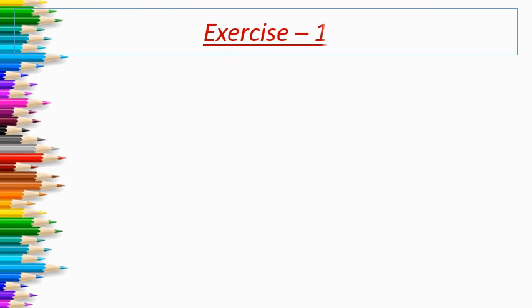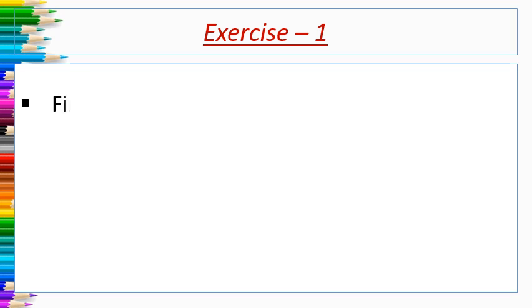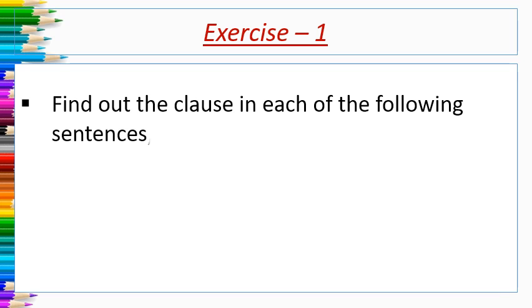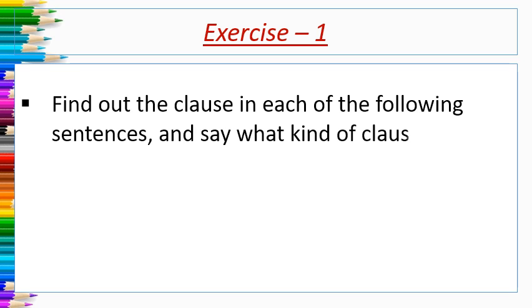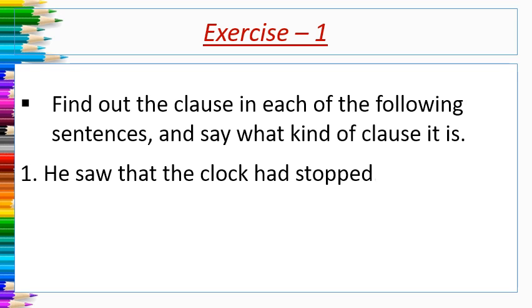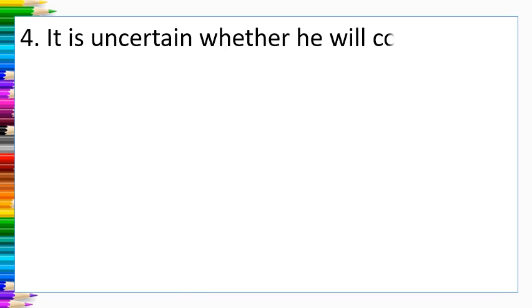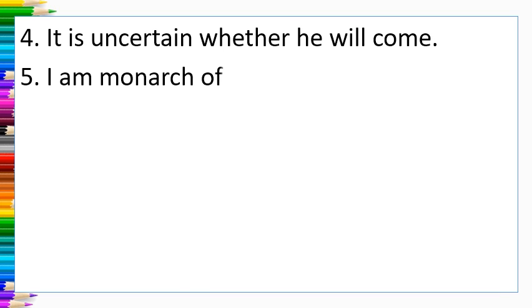So now, let us see exercise number 1. The question is, find out the clause in each of the following sentences and say what kind of clause it is. Number 1, he saw that the clock had stopped. Number 2, I earn whatever I can. Number 3, I don't know what he will do. Number 4 is, it is uncertain whether he will come. Number 5 is, I am monarch, means emperor, of all I survey.